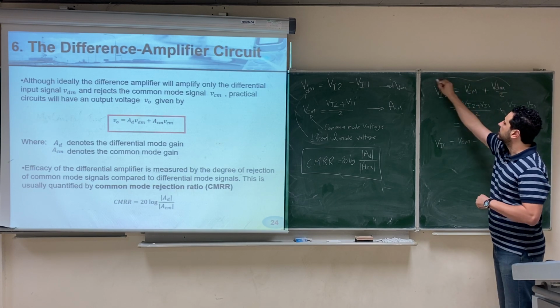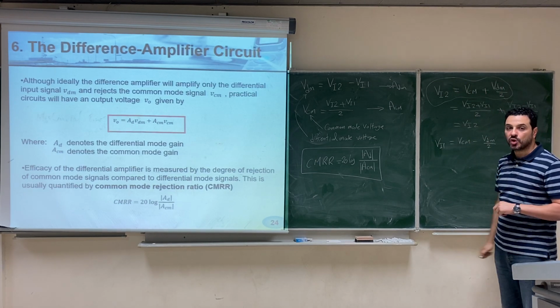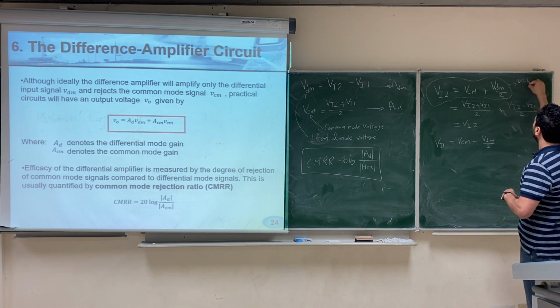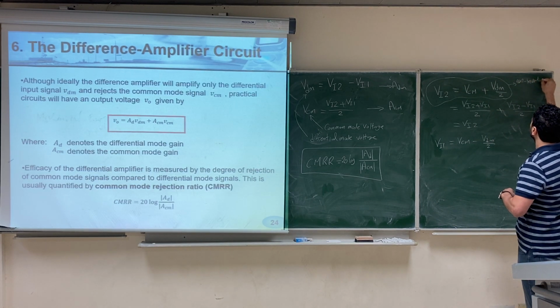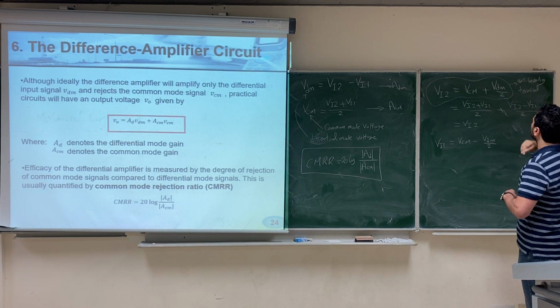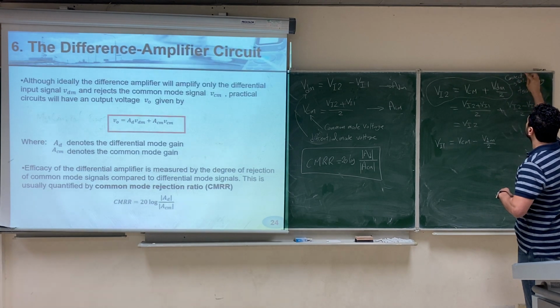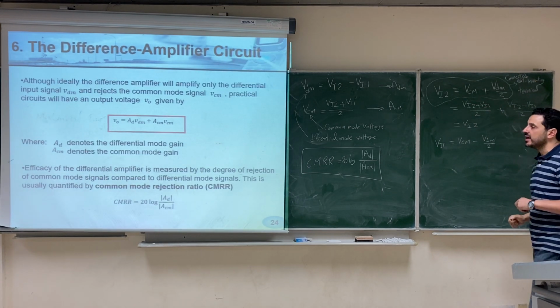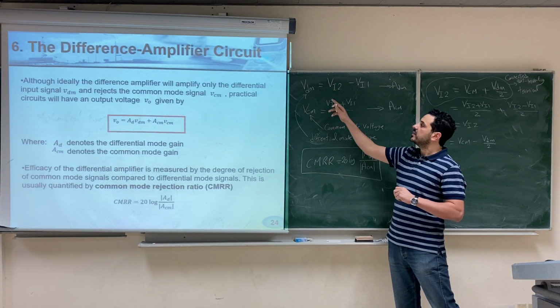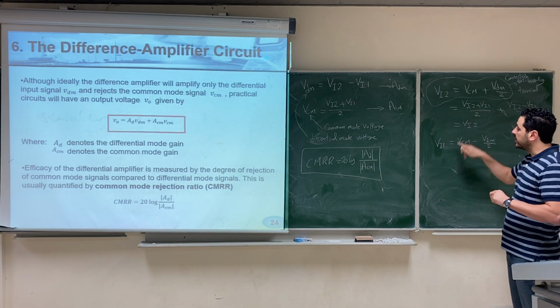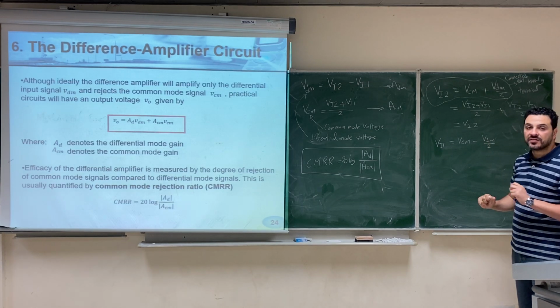So we can write V input 2, the source connected to the non-inverting terminal, as V common mode plus V differential mode over 2. The other source also similarly can be written as V common mode minus V differential mode over 2.